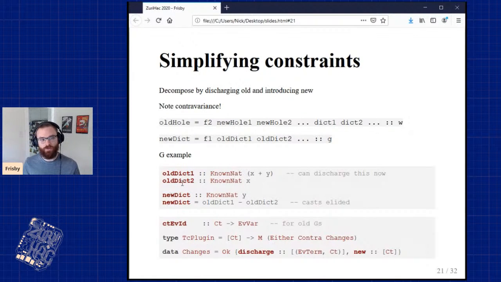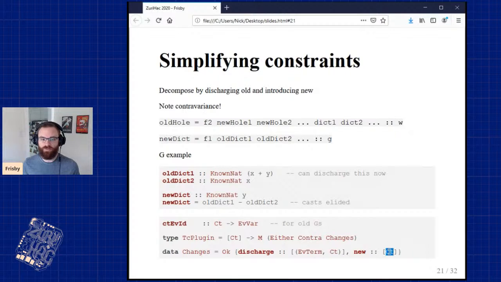So I'm going to use old dict 2 to simplify old dict 1 into new dict. And because of the contravariance, in order to create a new given, I need to provide evidence for it in terms of the old ones. And this is how we do that. But then the interface is a bit of a mismatch here.